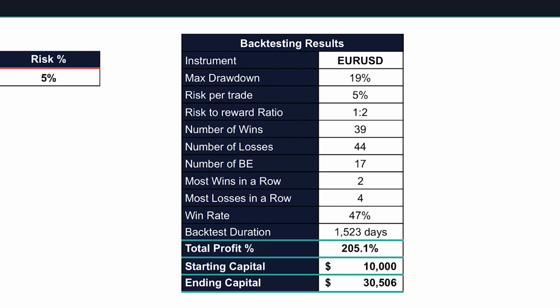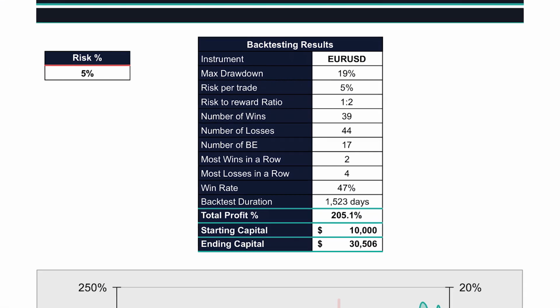So here you go, guys, the result for the backtest on euro dollar. We had a maximum drawdown of 19%. We were risking 5% per trade with a risk to reward ratio of 1 to 2. We had 39 wins, 44 losses, and 17 trades that ended up in break even over a bit more than 1,500 days. We had a maximum number of 2 wins in a row and 4 losses in a row. The total profit was 205.1%. So if you would have started with $10,000, you would have ended up with $30,500. So this strategy is definitely profitable.